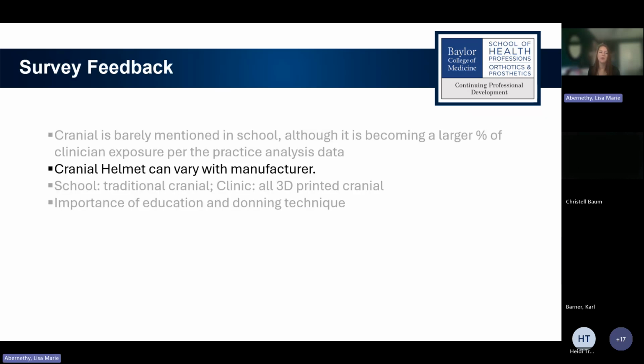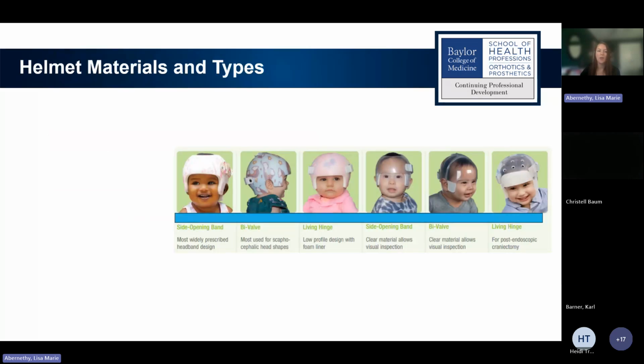Okay, so we're on our next topic for the survey feedback. So for this one, it said the cranial helmet can vary significantly with manufacturer. I wholeheartedly agree. And this is when it gets a little bit tricky education-wise. The way that I've decided to go about it is I really focus on, one, the materials. So like the Surlyn, the copoly, and the 3D printed, right? And we talk about the pros and cons of each material, what people most commonly use those for, and why.